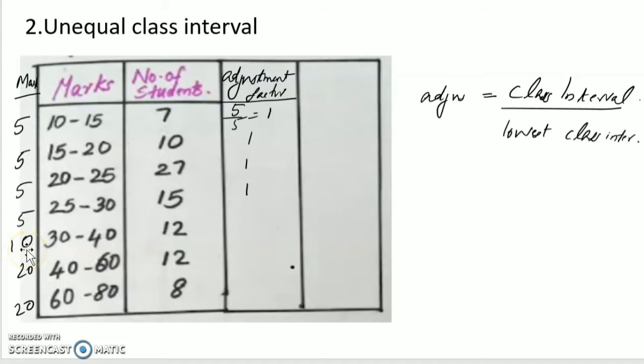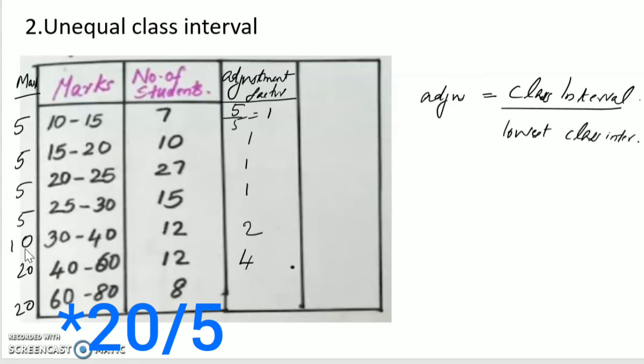Here the lowest class interval is 5 only, but here the class interval is 10, so 10 divided by 5 equals 2. And in the next case, 20 divided by 5, that is 4. The next case also 20 divided by 5 is equal to 4. Okay, that is the first column.